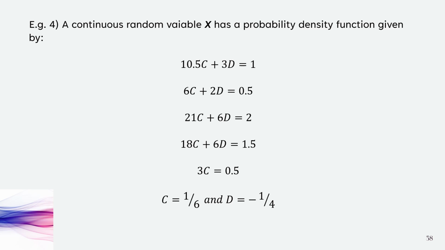Now, hopefully you realise that if I've got to find a c and a d value, so I've got to find 2 unknowns, I'm actually going to be using simultaneous equations. So we've got a pair of simultaneous equations. We're going to double the first one, so you get 21c plus 6d equals 2, and we're going to triple the second one, so you get 18c plus 6d equals 1.5. Therefore, if you subtract those, 3c equals 0.5, giving you c is 1/6 and d is minus a quarter.